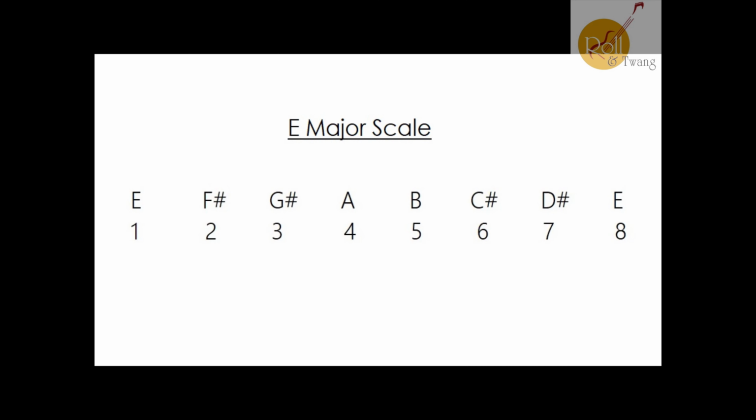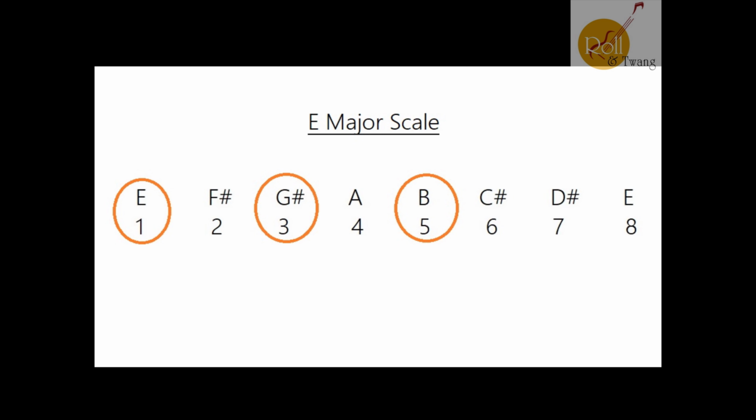Now let's quickly find out the notes present in E major chord. These are the notes of E major scale, which are E, F sharp, G sharp, A, B, C sharp, D sharp, E. As we can see, the first, third, and fifth notes of E major scale are E, G sharp, and B. Let's go back to the open shape of E major and figure out the notes we are playing.